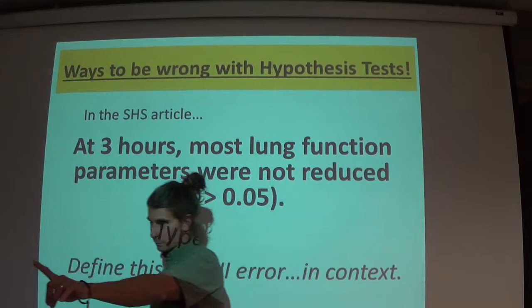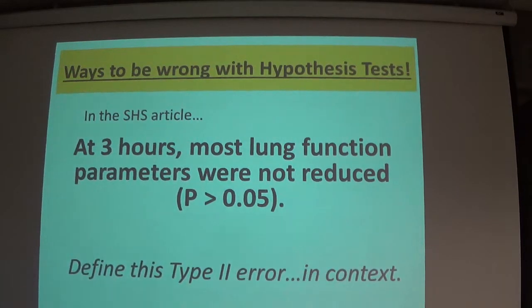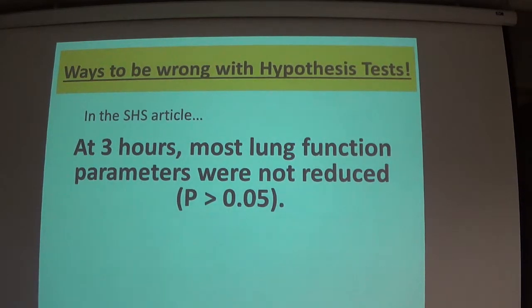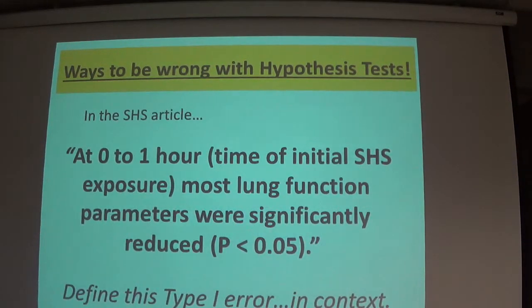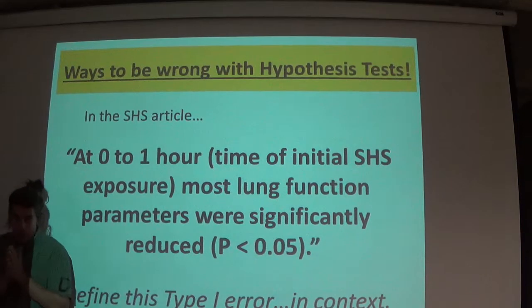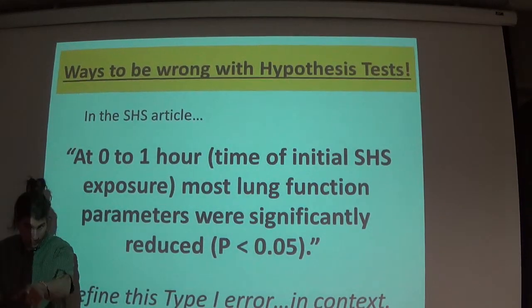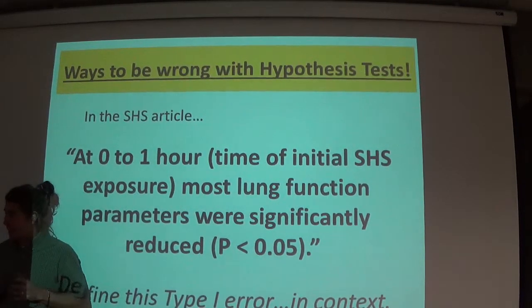I'll give you a hint on this one. The previous one I had you do in context was the 0 to 1 hour. I'm going to back this up just a smidge. Okay, this was the 0 to 1 with the small p-value. I said, define this error in context. We know it's a 5% chance of it happening, but here's what it would be in context.